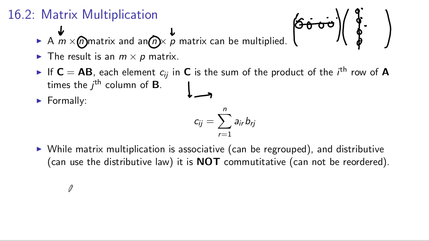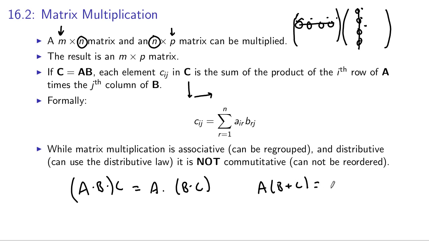And this is very important. While matrix multiplication is associative, meaning we can regroup it, so A times B times C for matrices equals B times C, then multiply that by A. So we can regroup. We can distribute, so A times (B plus C) equals AB plus AC. But we cannot commute. We cannot reorder. So A times B is not equivalent to B times A.